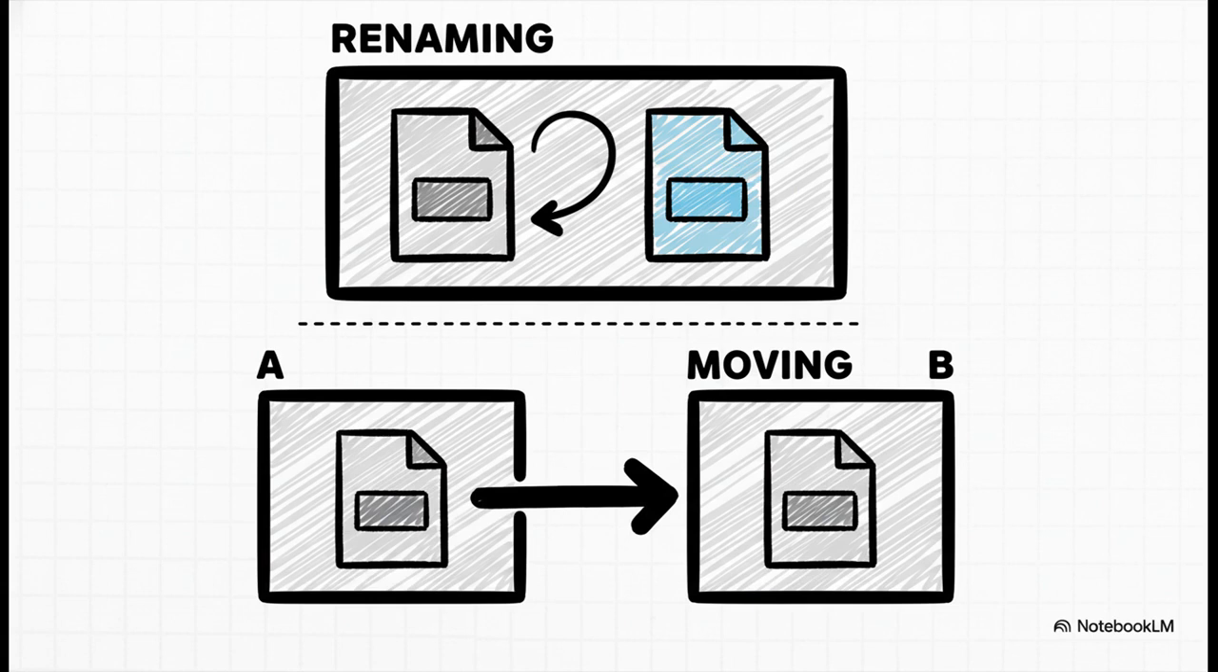Now here's a key idea that trips a lot of people up at first. In the world of the command line, renaming a file and moving a file are the exact same thing, and they're both done with the mv command. If you type mv oldfile newfile, and you're in the same folder, you've just renamed it. But if that new file name is actually a path to a different folder, you've just moved it. It's one incredibly versatile spell of transformation.